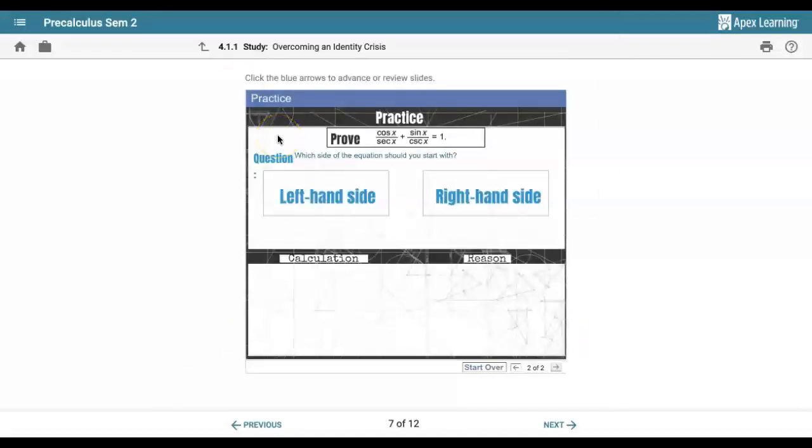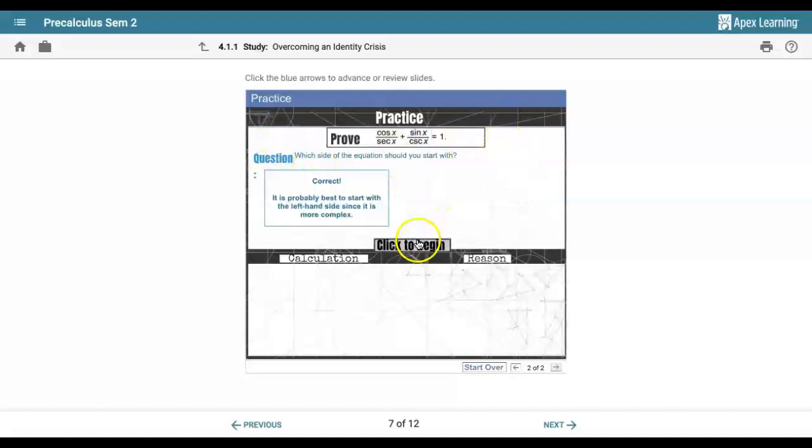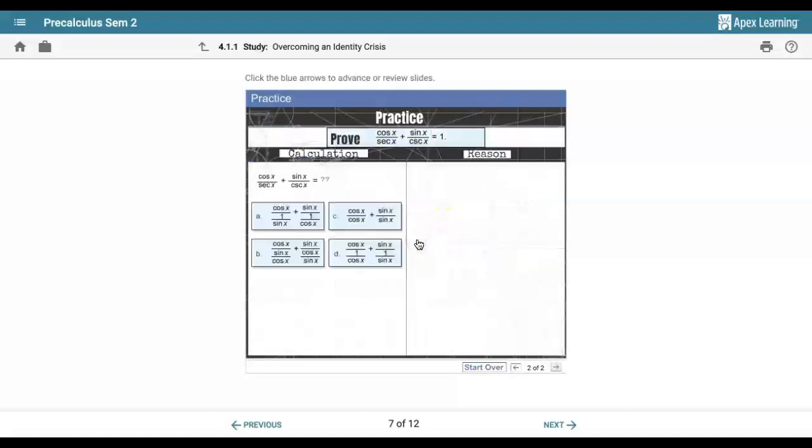Moving forward with another practice here. Obviously, the left-hand side looks much more complicated than the right-hand side. So when we look at our beginning calculation here, we're going to try to turn everything in terms of sine and cosine. So we know cosine x, we've got secant x, and secant is 1 over cosine. So I've got cosine x, 1 over cosine, and obviously cosecant is 1 over sine.